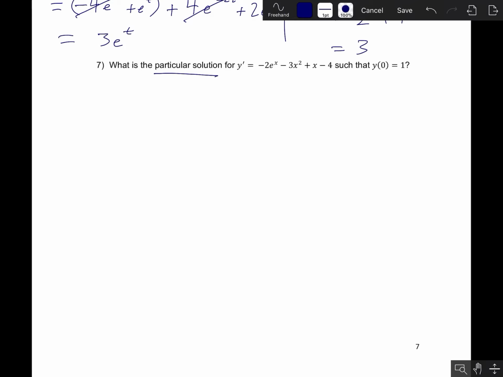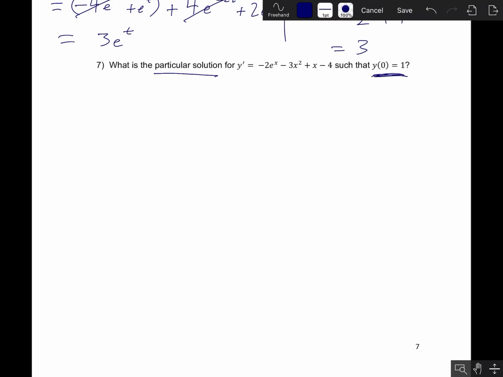So particular solution here is a technical term. This is a particular solution as opposed to a general solution. The general solution is going to be y is equal to something plus c. So when c is unknown, we call that a general solution. A particular solution is one where we have enough information to determine the value of that constant c.